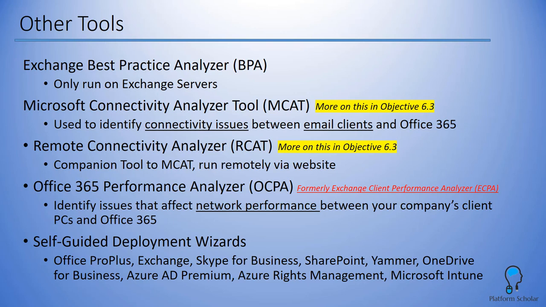There's also an Office 365 Performance Analyzer tool, which was formerly known as the Exchange Client Performance Analyzer. This identifies network performance issues between your company's client computers and Office 365. As such, this does not troubleshoot any connectivity issues, only issues where performance is slow or timeouts are occurring, and it's able to model usage and determine if there's any bandwidth issues or routing issues that are preventing the best possible performance. And there's also some self-guided deployment wizards which are available, and these are generally either step-by-step documentation or shortcuts to the setting screens in the Admin Center where you need to go to configure the services anyway.